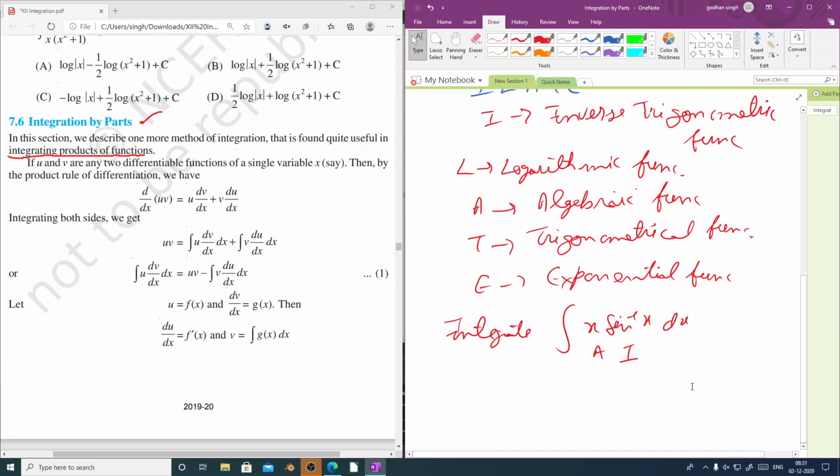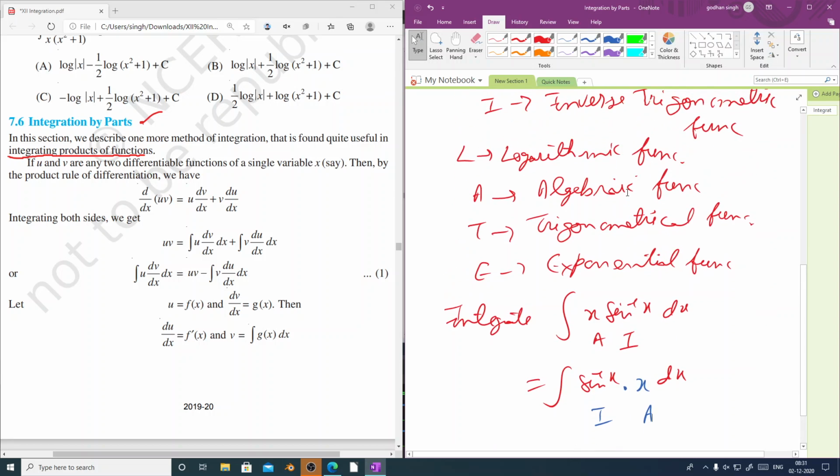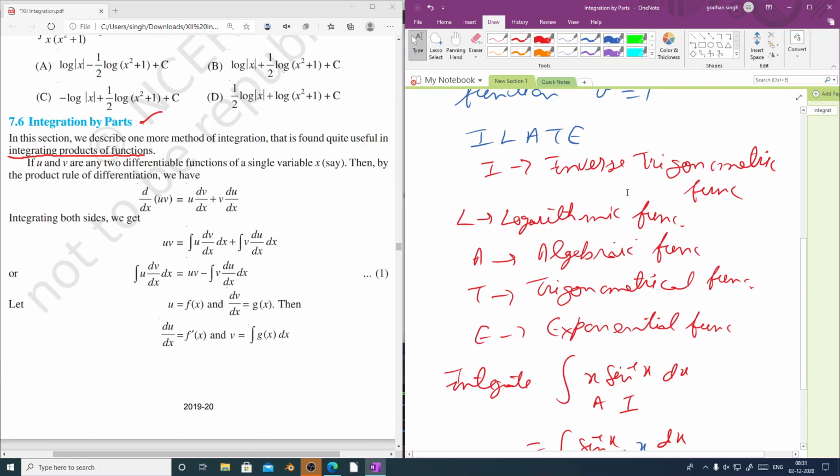So, this can be written as equal to sine inverse x into x dx. Now, we can see that this is the inverse trigonometric function and this is the algebraic function. So, this is in the order of ILATE, and we will be getting the answer for this. Whenever we have to integrate using the rule of integration by parts, we have to follow the rule of ILATE. That helps us a lot.